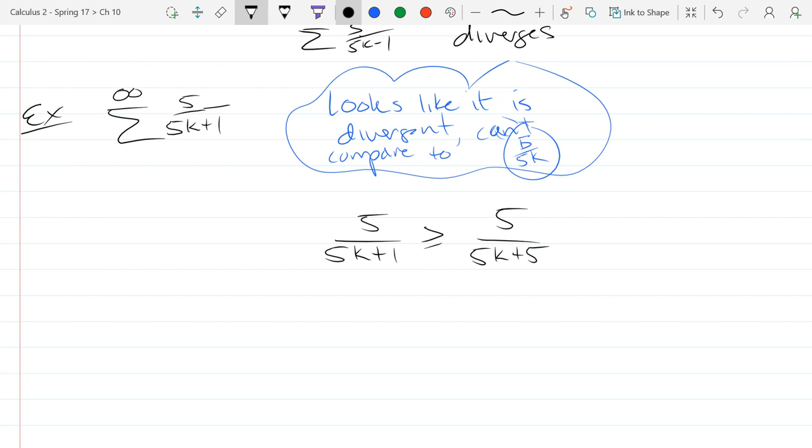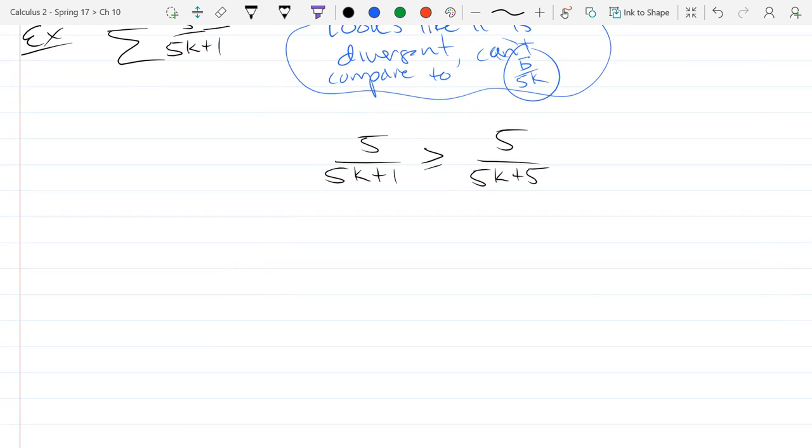Is that true? That seems true. Let's see. So I put more in the denominator of the new one, so it will get smaller. All right. So this inequality is true. I just added extra into the other denominator to make it smaller. All right. Why did I pick this one? What can I do in the denominator? Cancel all the fives. So I could cancel all the fives. Let's factor and cancel. Be a little bit careful.